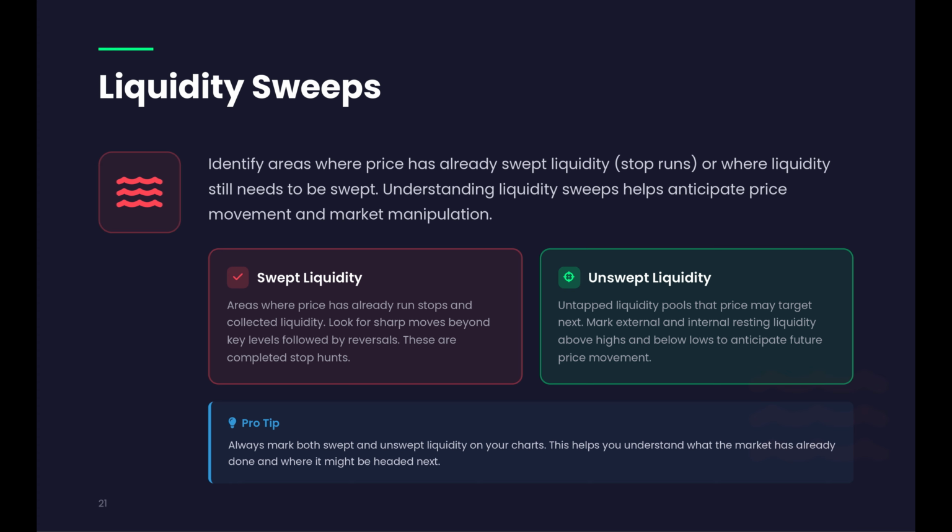Understanding liquidity sweeps also helps you avoid getting stopped out unnecessarily. If you know that price commonly sweeps a level before reversing, you can place your stops beyond where the sweep is likely to occur, rather than in the obvious spot where everyone else has theirs. Absolutely critical for professional trading.